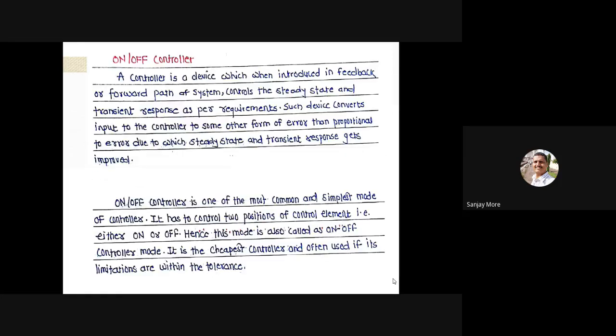First one is the on-off controller. This is the simplest form of controller. It controls only two positions: one is on and the second is off. So this is the cheapest type of controller, and its use is limited to within the tolerance.